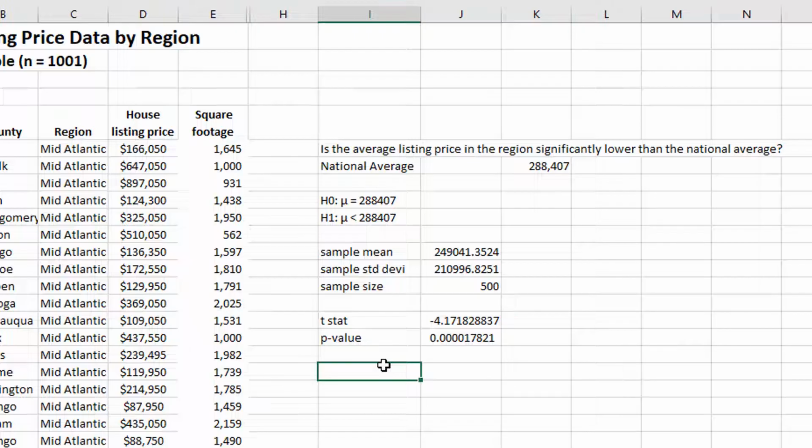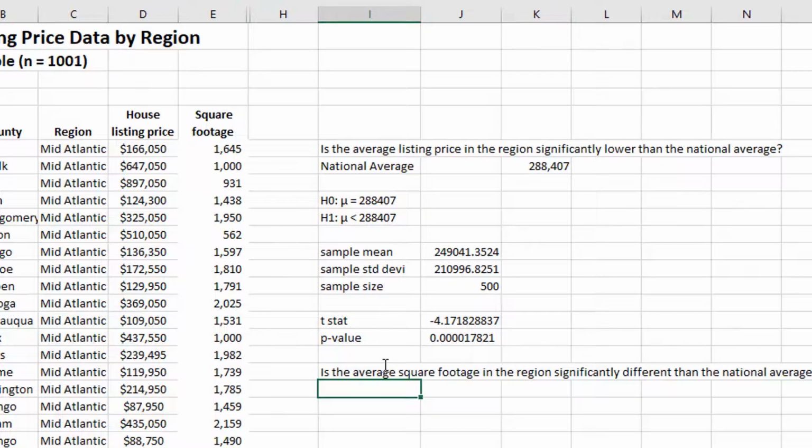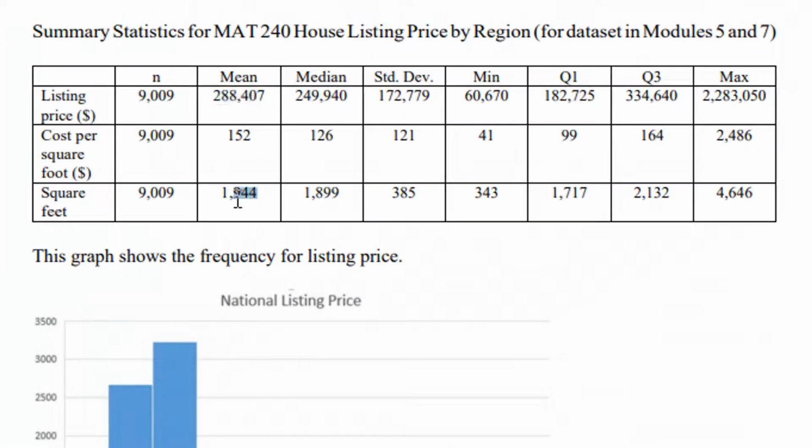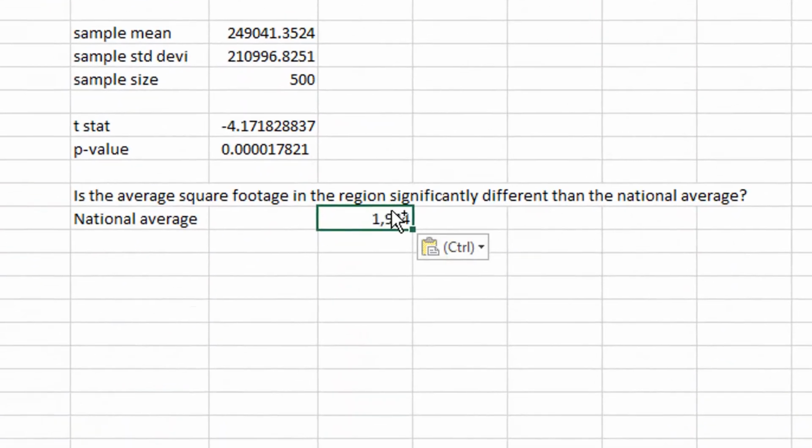For the next one, you're going to be asked, is the average square footage in the region significantly different than the national average? And what's the national average square footage? It was 1,944. I'm going to copy that value, bring it back to Excel, just put it here, and we're going to go through the same thing.